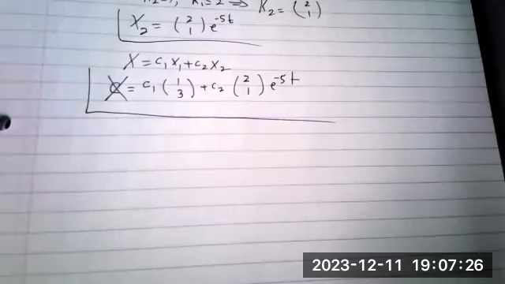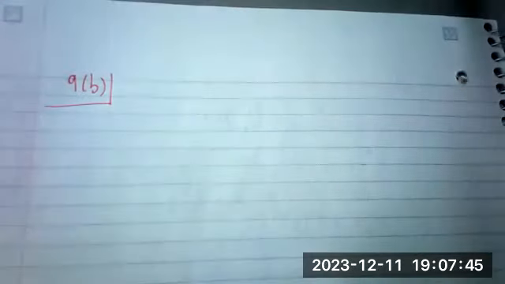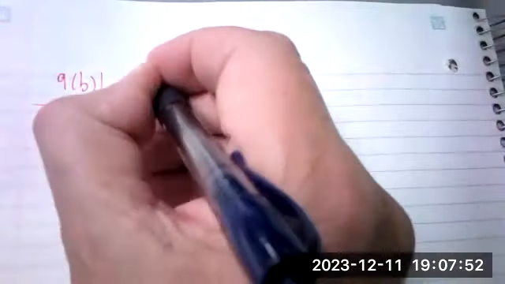Okay, we do part two. Homogeneous system again, okay? So that's going to be part two. This problem would have an initial value problem. Okay, so that's 9B. And this is the system.